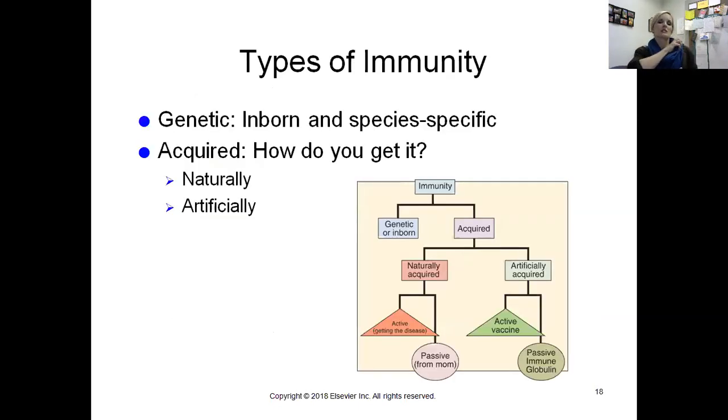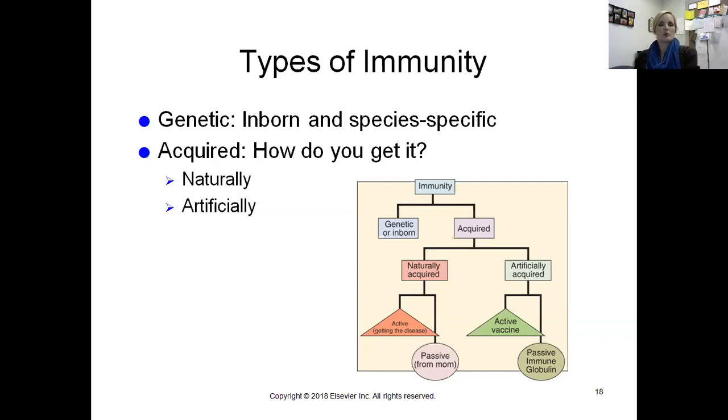So there's 4 different types of immunity. We have genetic, which is sometimes called inborn, and species specific. This is just the immunity that we're born with. It means that we're born with a lot of our natural immunity, our non-specific defenses like skin and phagocytic cells. So that's how that occurs: we're given that, we're passed that on through our genes.